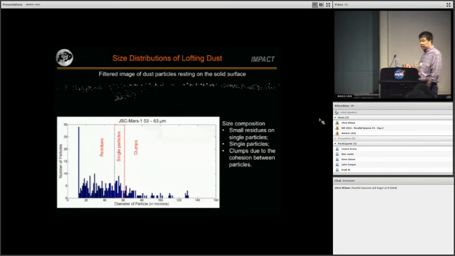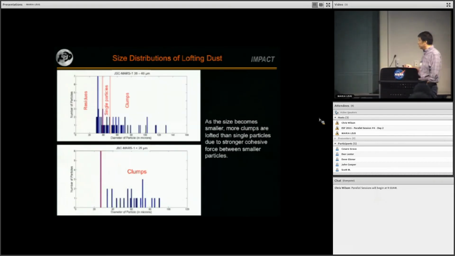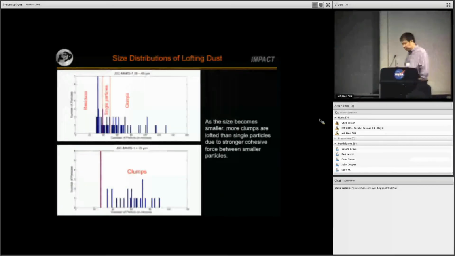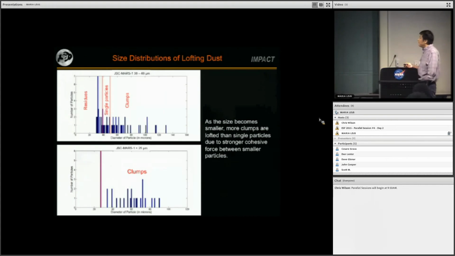On the left are the smaller sized particles, which are residues on the bigger single particles. And you also see a lot of clumps due to the cohesion between the particles. As the size comes down, you see more clumps but fewer residues. When size is smaller than 25 microns, you see basically all clumps hopping. So the cohesive force is really strong between smaller particles.